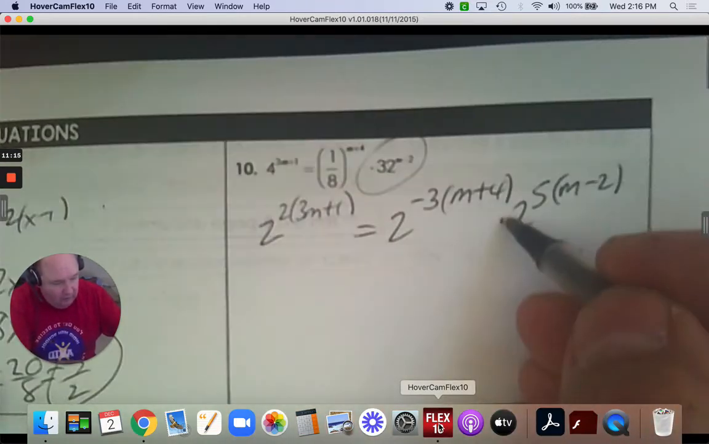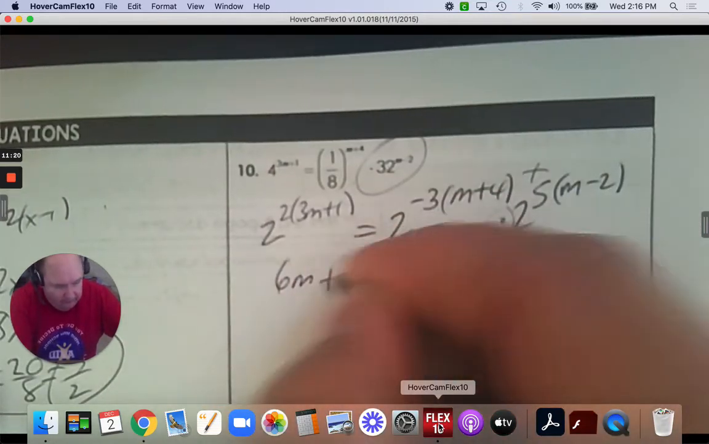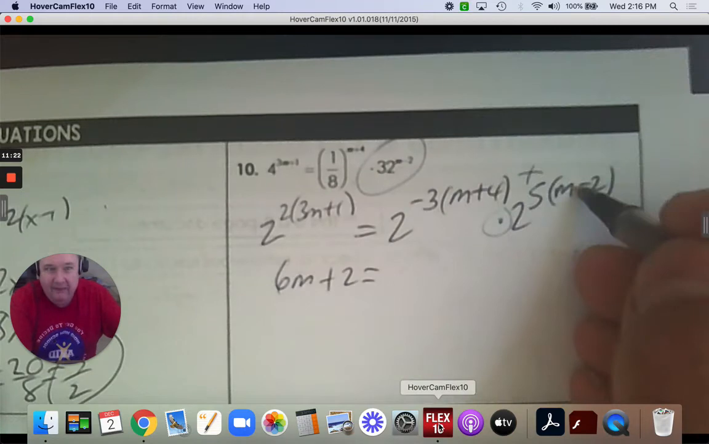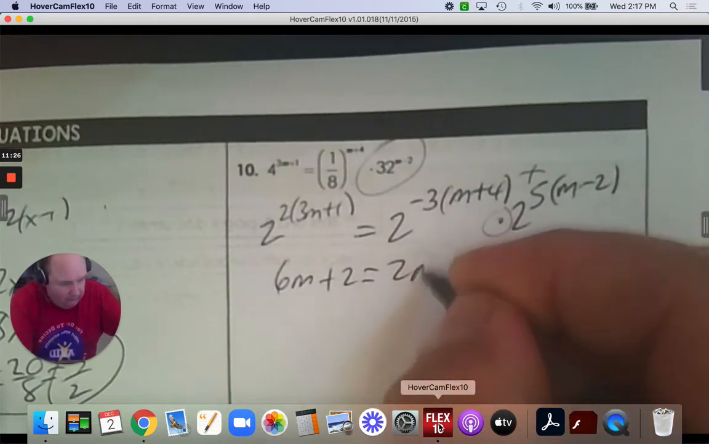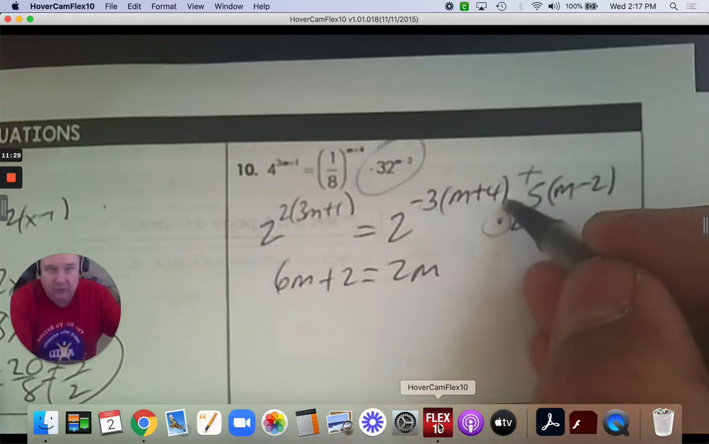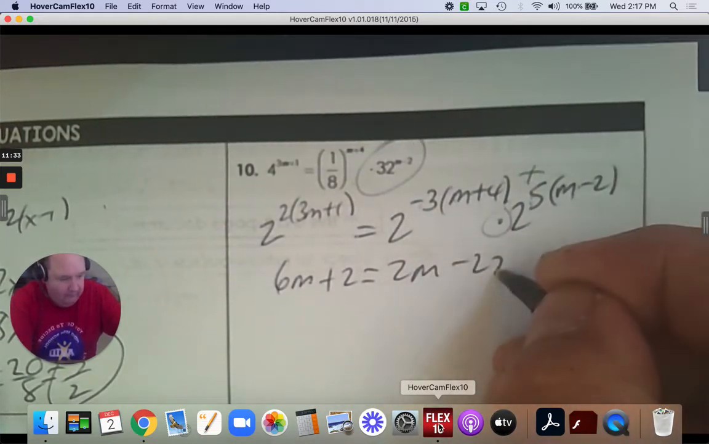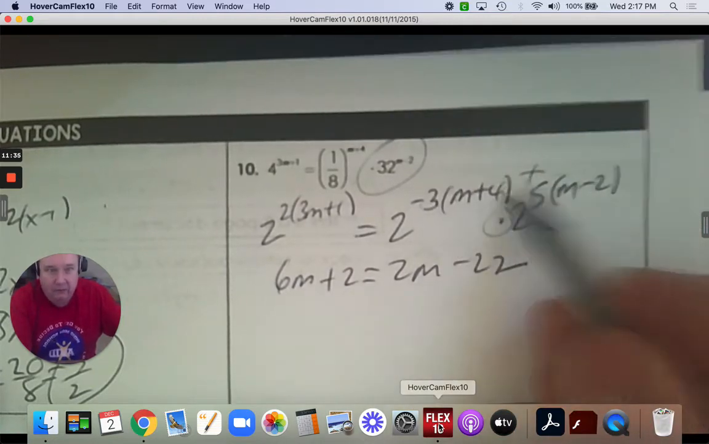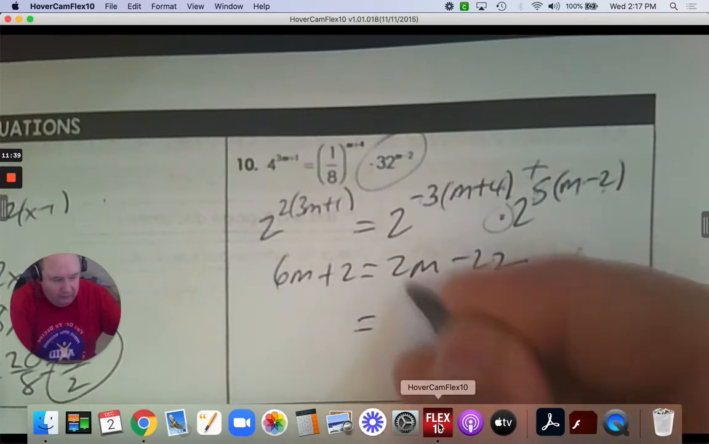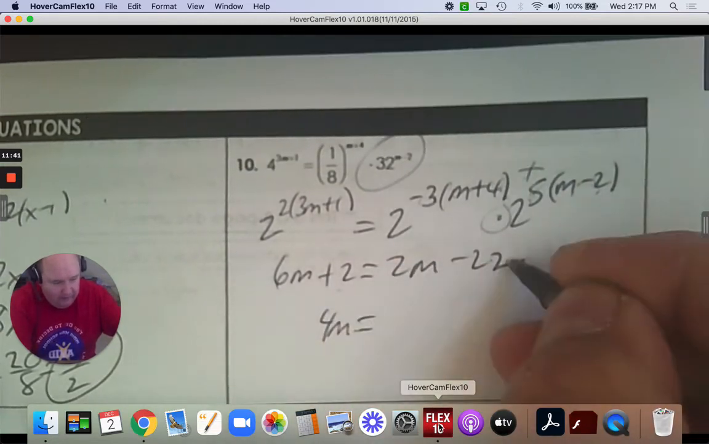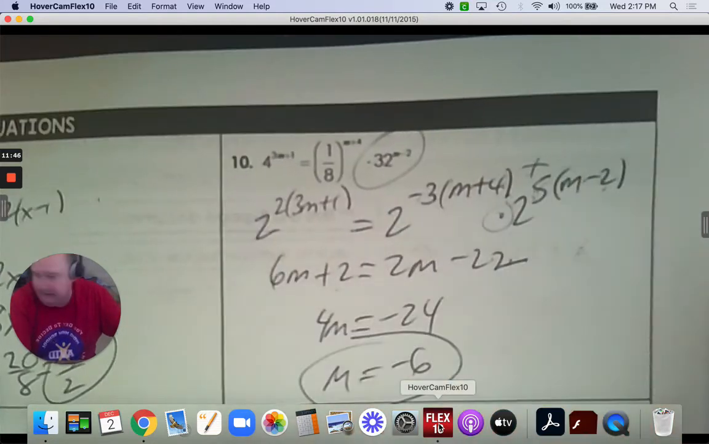When you are multiplying, you add the exponent. So this becomes 6m plus 2. And you're going to add these together. So that's negative 3m plus 5m. That's 2m. That's negative 12 plus negative 10. Can you do that? So negative 12 plus negative 10. There it is. And then combine like terms. So subtract 2. Subtract 2. Divide. And it's okay that that answer is negative 6.